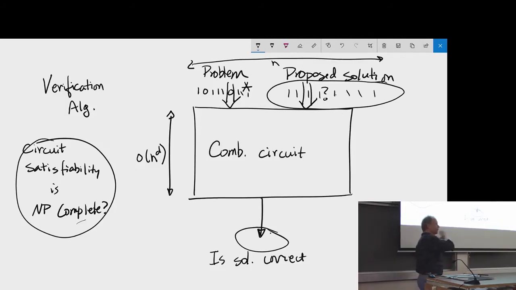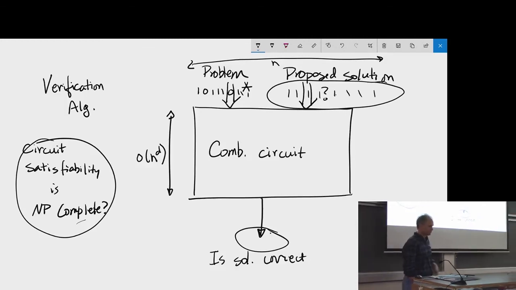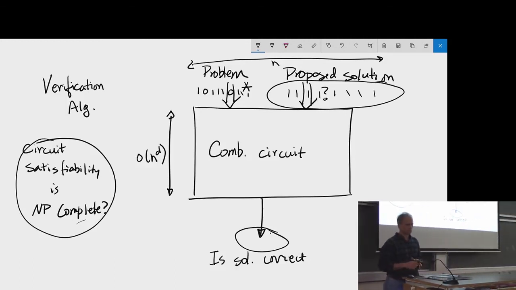This is completely analogous to what we did with method satisfiability. There, instead of taking verification algorithms and turning them into circuits, we were taking them and turning them into programs. That's exactly the same idea. So that means that this problem, circuit satisfiability, is NP-complete.